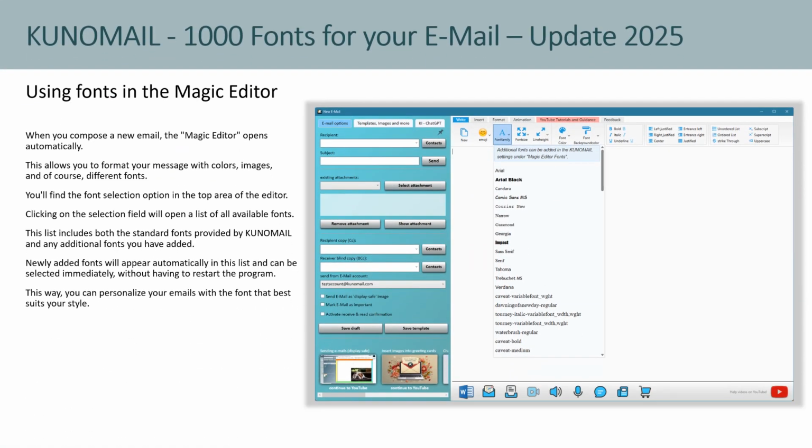When you compose a new email, the Magic Editor opens automatically. This allows you to format your message with colors, images, and, of course, different fonts. You'll find the font selection option in the top area of the editor. Clicking on the selection field will open a list of all available fonts.